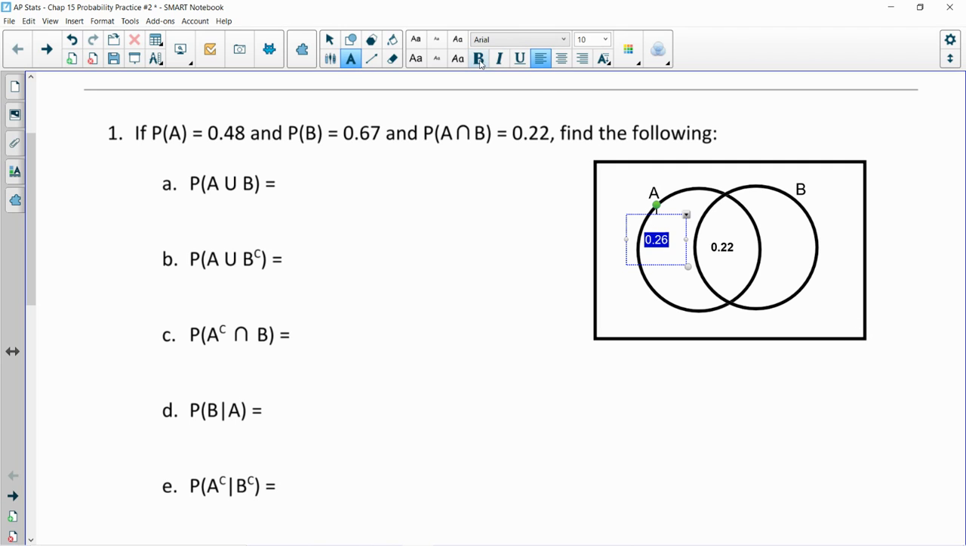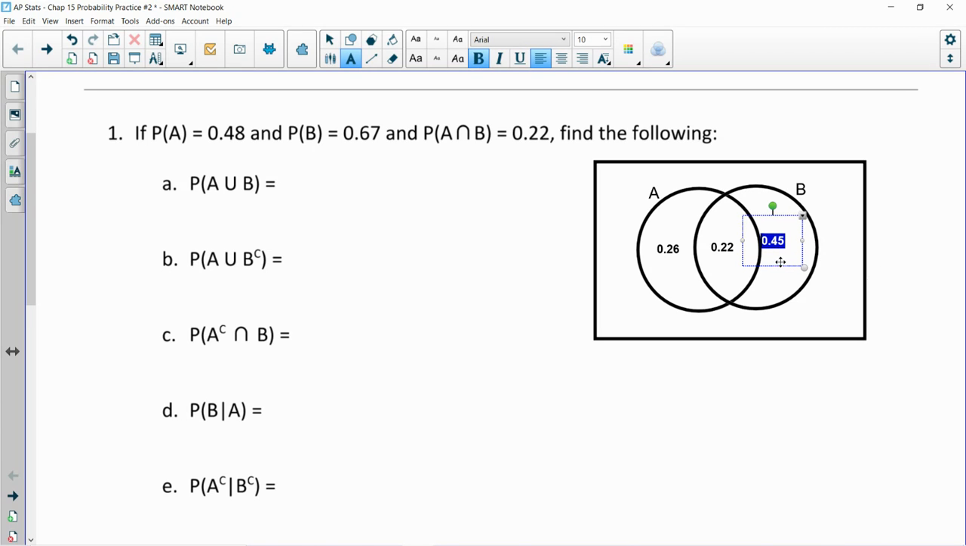So go ahead and put that label in there. Excellent. We're going to move over to the crescent shape here in B as well. Probability of event B occurring is 0.67. And remember, that's our whole circle. We're going to subtract from that the 0.22. And we wind up with 0.45.